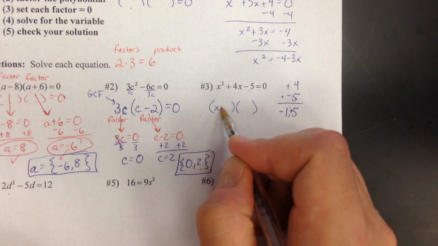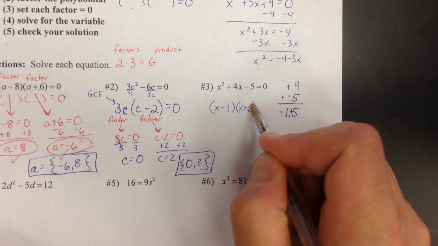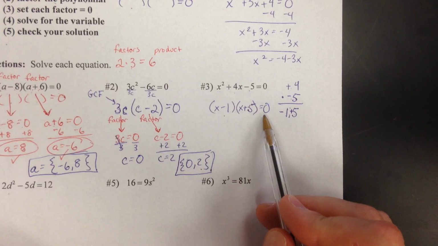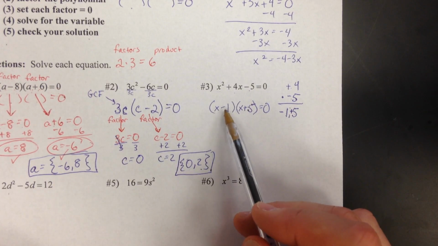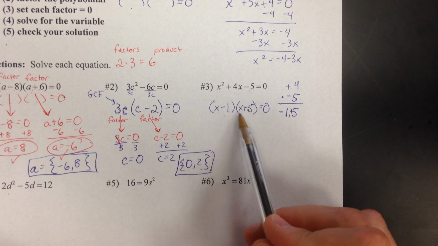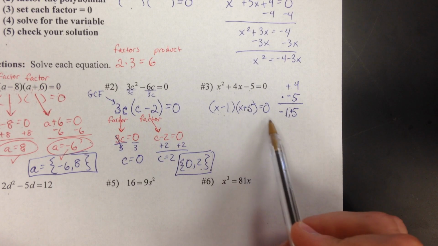x minus 1 is the first factor, x plus 5 is the second factor. And now this is an equation, so it's equal to 0. We've just finished factoring in our lessons. So we're going to factor here, but we don't stop. Those are the factors, but they're not the solutions.